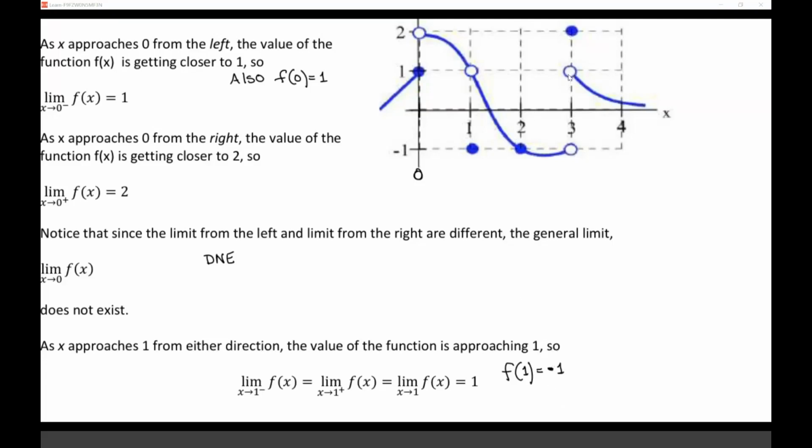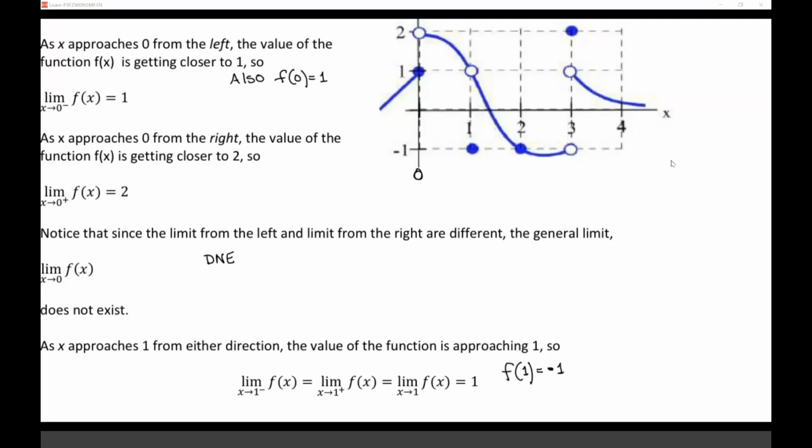Let me ask you about 3 over here. As x gets close to 3, okay, from the left, what y value are we getting close to? -1. Yeah. And from the right, as we get close to x equals 3, what y value are we getting close to? +1. Are those numbers the same? No, so the limit does not exist. Does the function value exist? Yes. What is it? 2. See it up here? Okay.